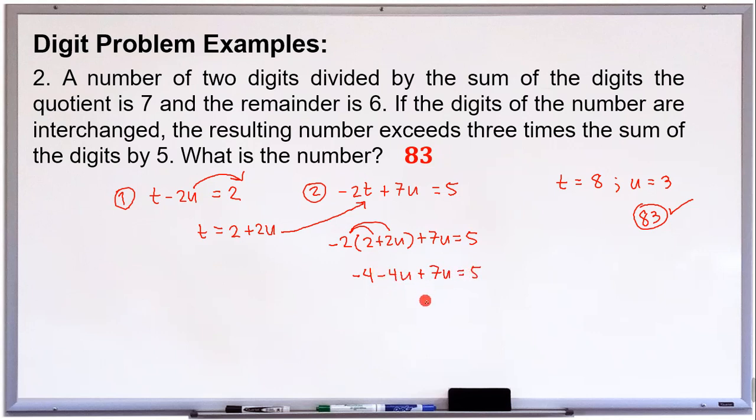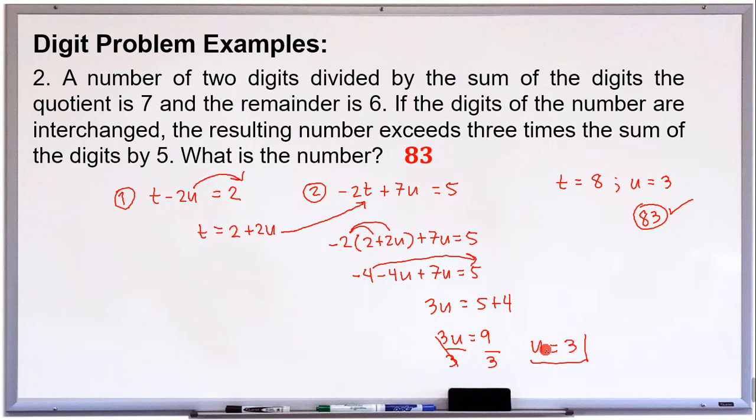So combine these two, that would be 3u. Then transpose this one to the right side. So you have 5 plus 4. So 3u is equal to 9. Divide both sides by 3. So you have u is equal to 3. 9 divided by 3 is 3, which is the same as the answer from our scientific calculator.